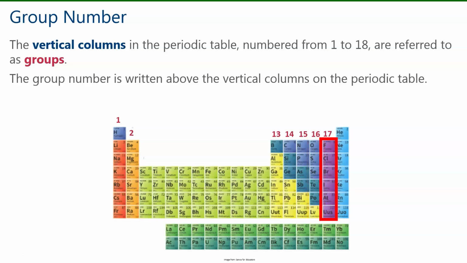Group 17, these are the halogens. The common ones are fluorine, chlorine, bromine, and iodine. And then we have group 18, which are the noble gases, starting with helium.